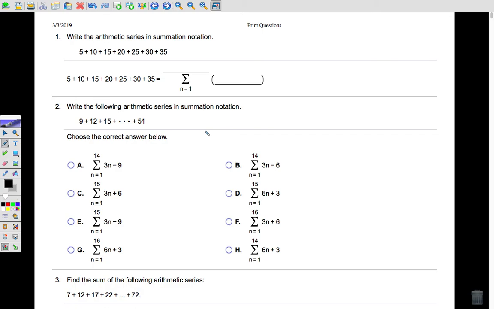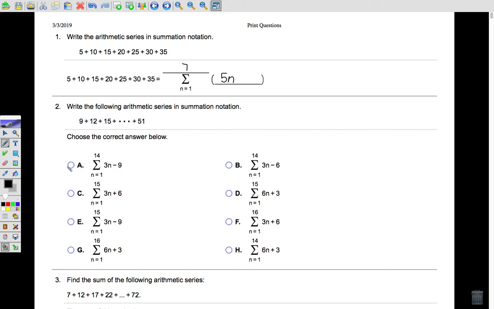And here are the answers to those checkpoint questions. The first one, your upper limit is 7, your explicit formula is 5n. Number 2 is a little tricky. You have to kind of do some guess and check here. You know the first term is 9, so if you plug in 1 to the explicit formula, you should get 9.